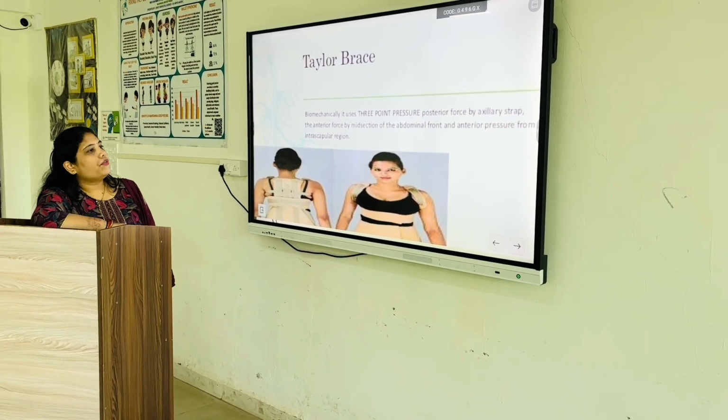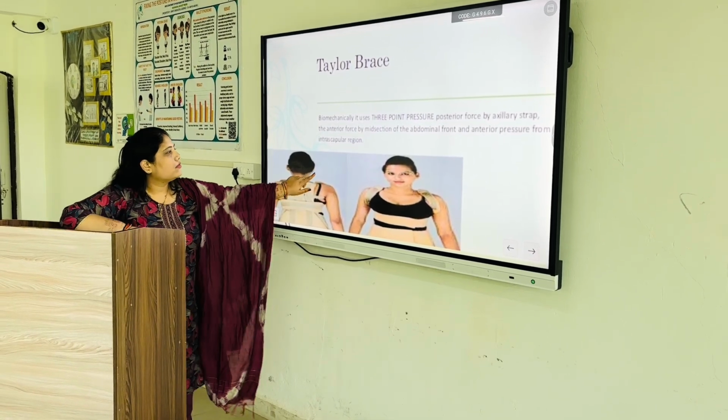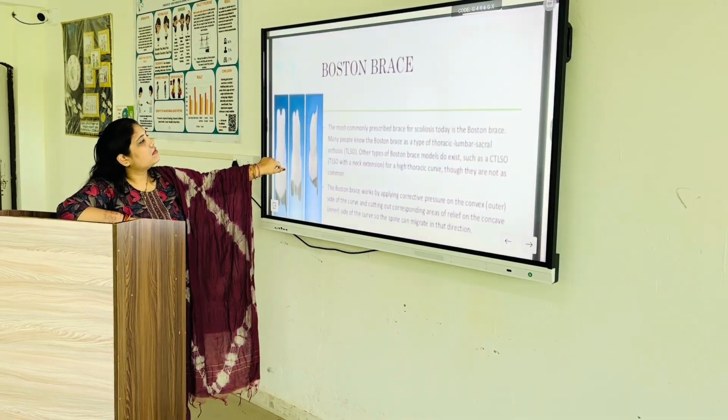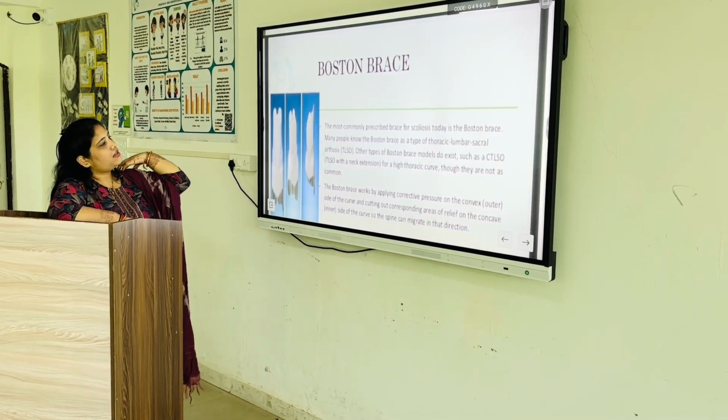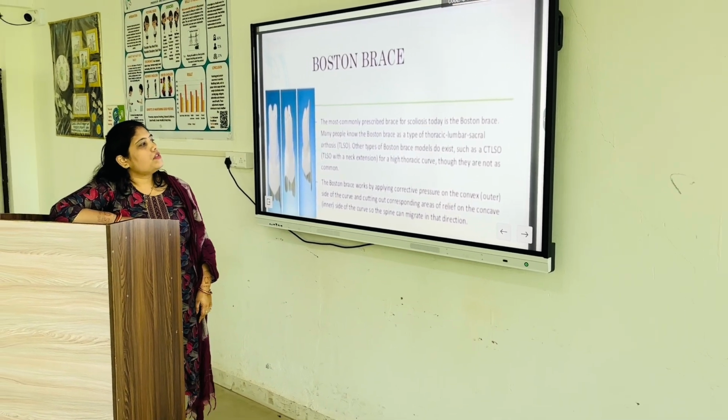of the abdominal front, and anterior pressure from the interscapular region. Now, scoliosis braces. First one is the Boston brace. The most commonly prescribed brace for scoliosis today is the Boston brace.